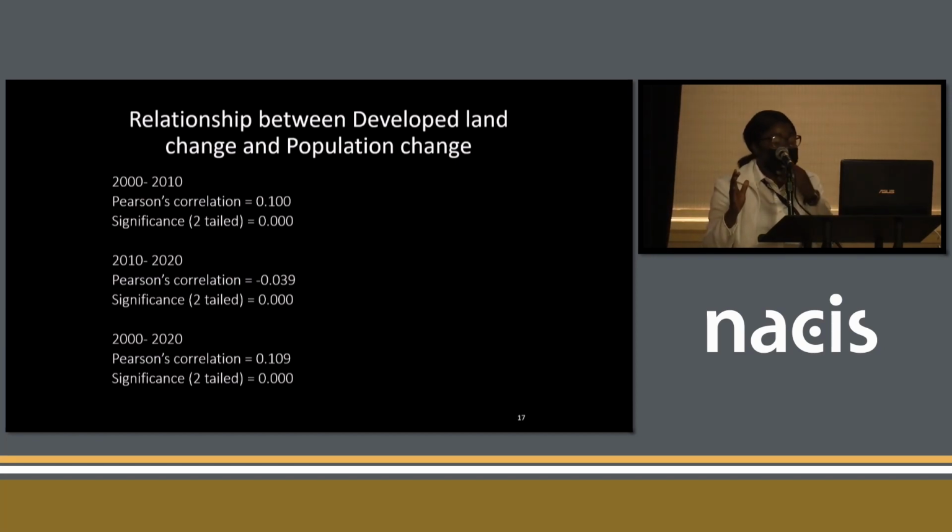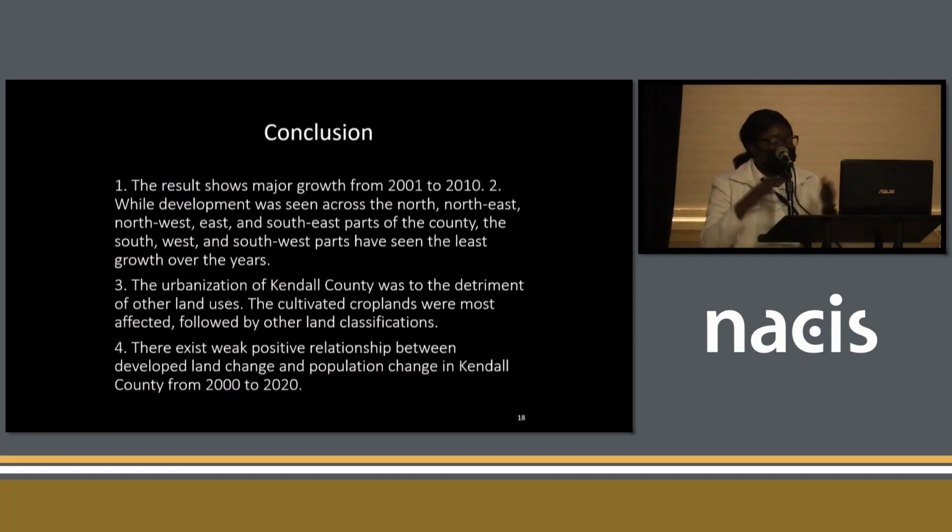And for 2000 to 2020, which is the overall growth, I had a correlation of 0.109. So in conclusion, I can say that the county had a major growth from 2001 to 2010, and the development was around the northern part of the county, while the southern part had minimal growth. Then urbanization of Kendall County was actually to the detriment of other land uses, and cultivated croplands were mostly affected. And lastly, there exists a weak positive relationship between developed land change and population change in Kendall County.